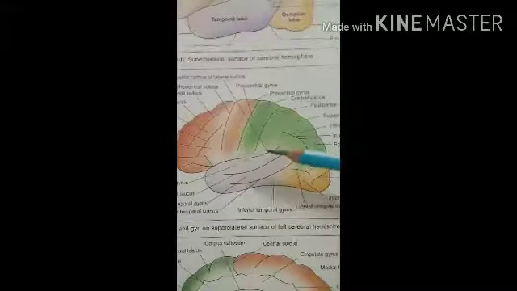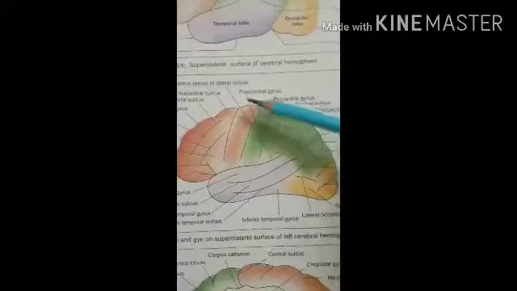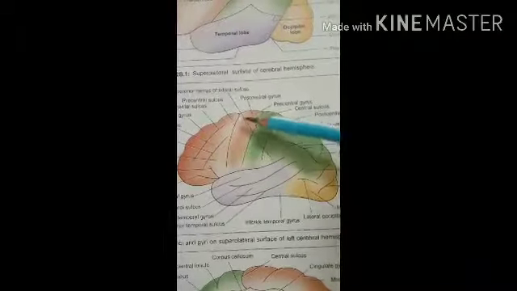So the sulci and gyri present on the superolateral surface. In the frontal lobe, the central sulcus is present, and anterior to it is the precentral sulcus, which is parallel to the central sulcus, which starts from the superomedial border and goes downwards and forwards.